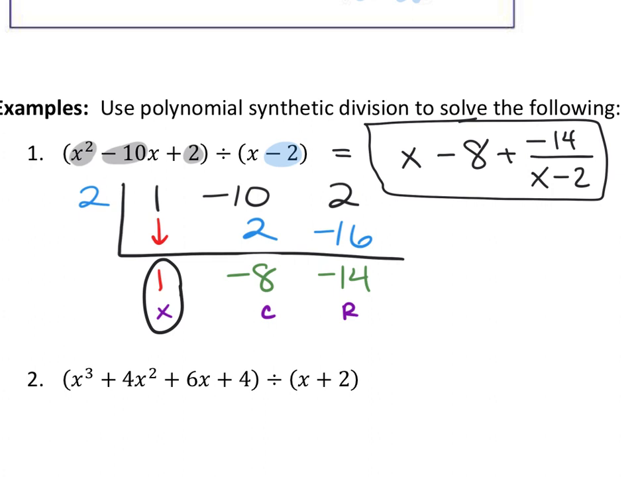The negative 8 came from the fact that minus 8 is your constant. Don't put a C next to it. That's just to remind you it's the constant, meaning it's by itself. The negative 14 is your remainder, so it went on top of a fraction. But where did this bottom part of the fraction come from? This right here, where did that come from? The divisor, this part right here. The second little term.